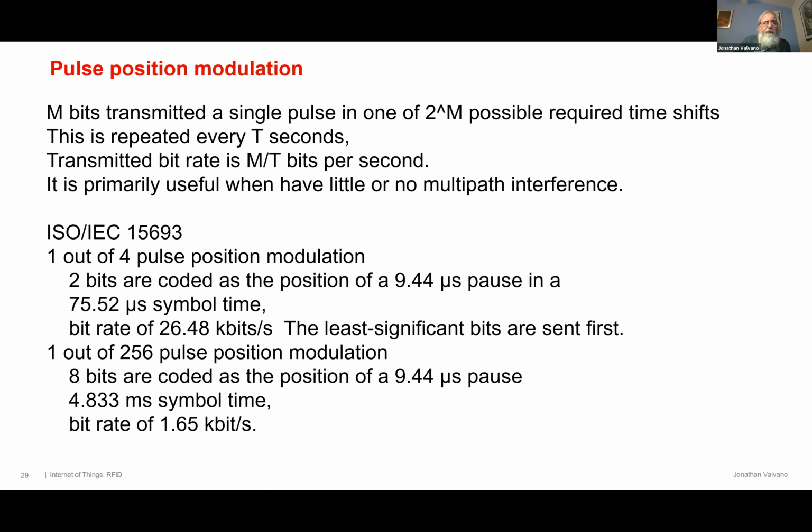This is the fast one, and so this has to be closer to running at 26 kilobits per second. If you go 8 bits per symbol, but do it with a longer symbol time, a 5 millisecond symbol time with 8 bits in it, it's more reliable, but it's slower. That's 1 out of 256.